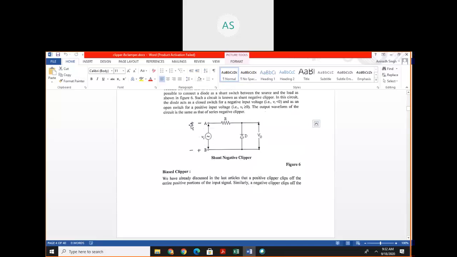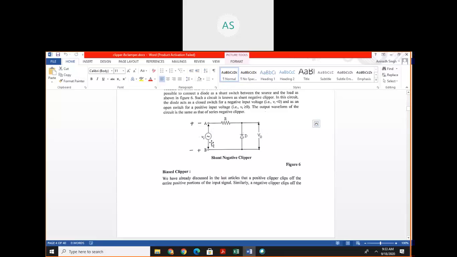Then the shunt negative clipper. In the shunt negative clipper, if the positive terminal is connected to the cathode and the negative terminal is connected to the anode, it means that this diode acts as an open circuit, and here a load resistance is connected, so current is flowing through the load resistance, and we get an output equal to the input for the positive half cycle.